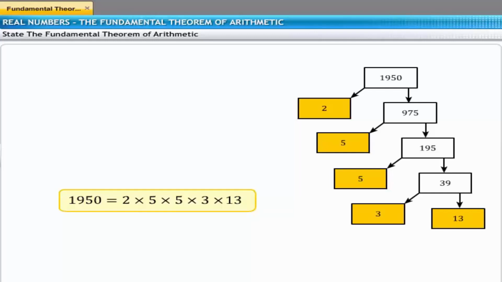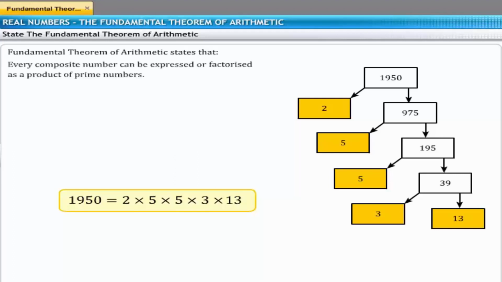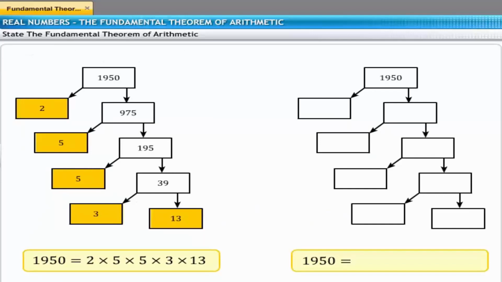Mr. Number Maker's claim is based on the fundamental theorem of arithmetic that states every composite number can be expressed or factorized as a product of prime numbers. Is there any other way to factorize 1950 using prime numbers? Let us see.